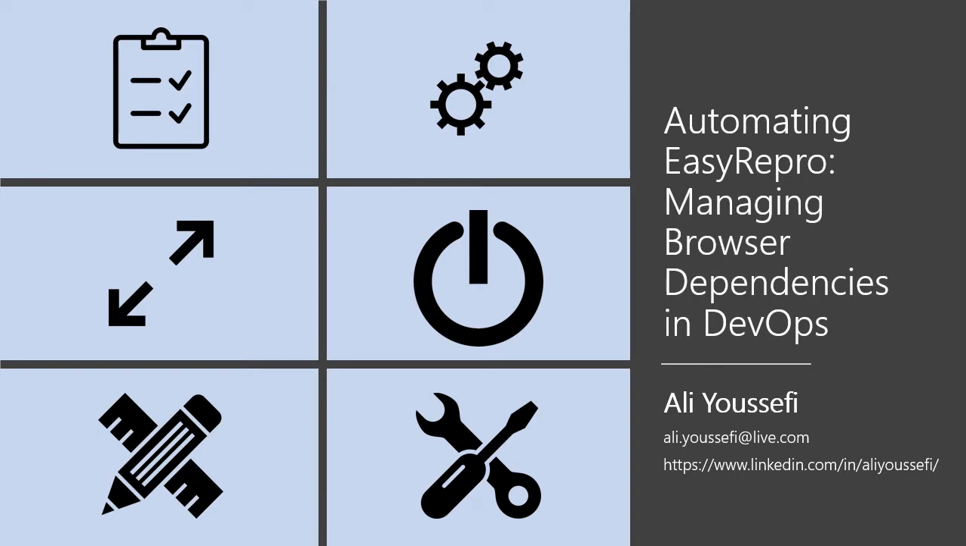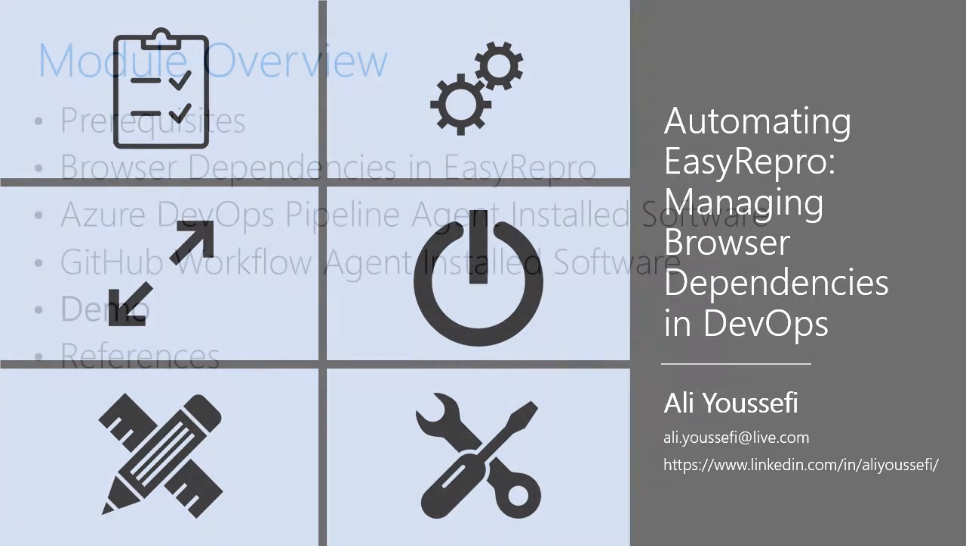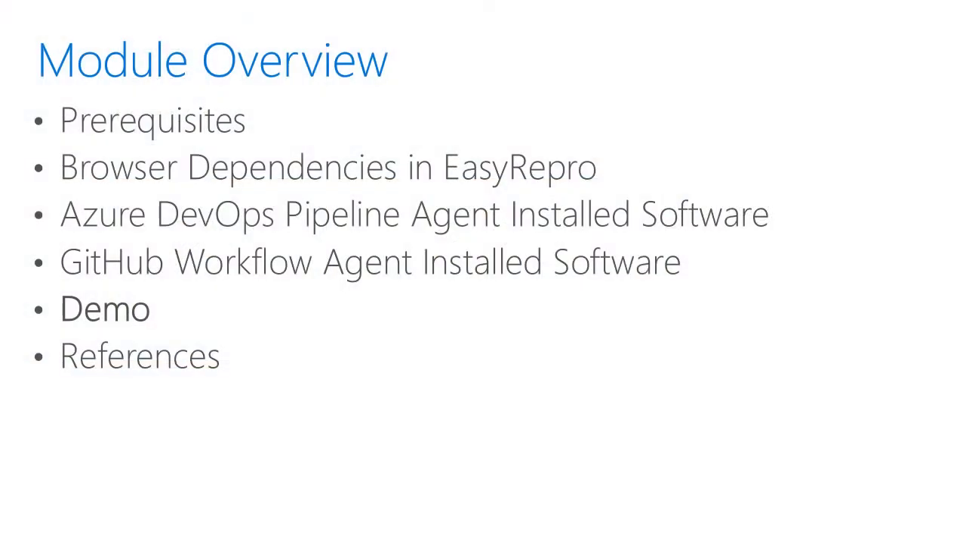In this video of automating EasyRepro, we're going to look at managing browser dependencies in DevOps. We will quickly look at the prerequisites, browser dependencies within EasyRepro, Azure DevOps Pipeline Agent installed software, GitHub Workflow Agent installed software, perform a demo, and leave with some references.